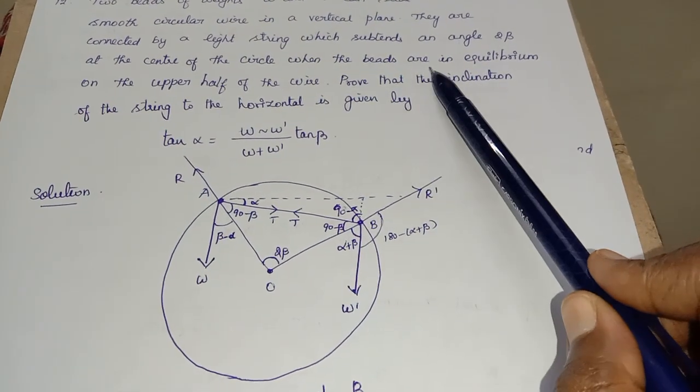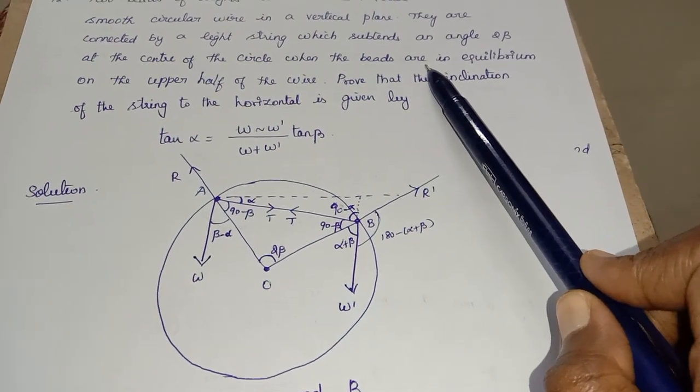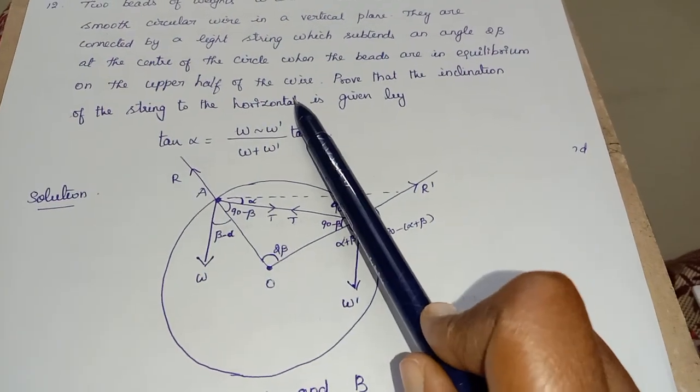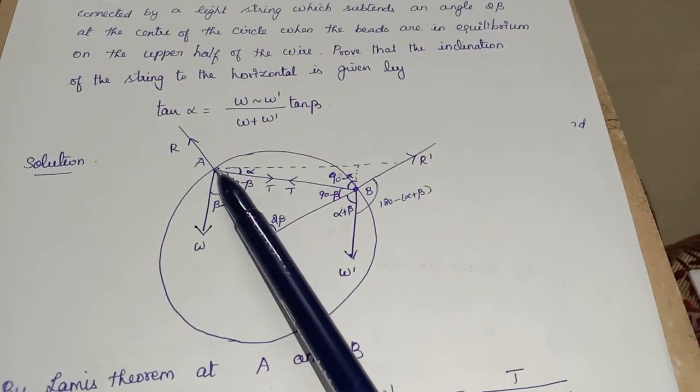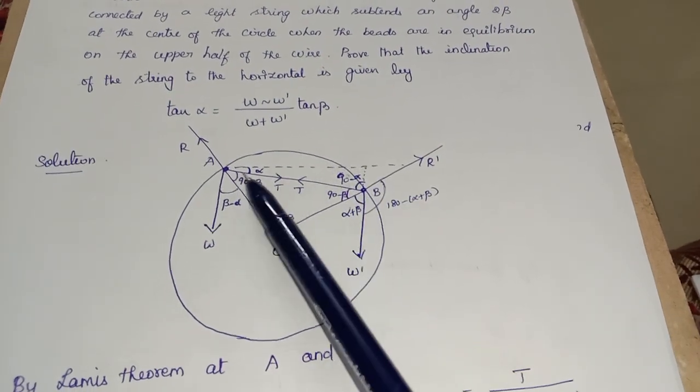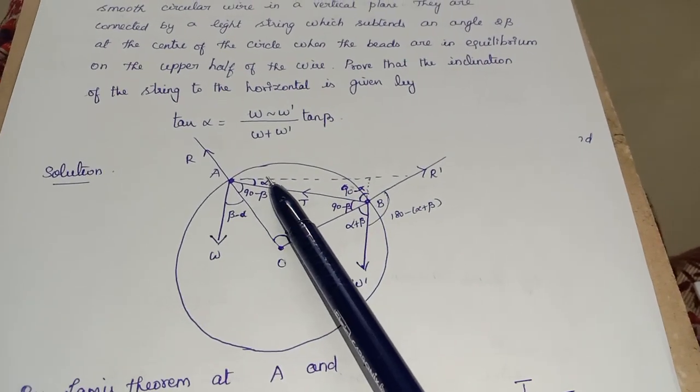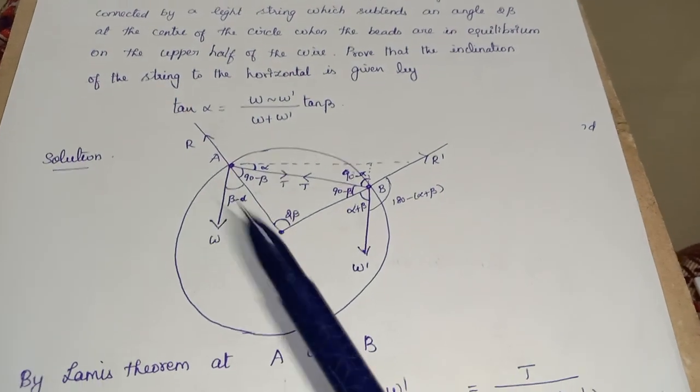When the beads are in equilibrium on the upper half of the wire, prove that the inclination of the string to the horizontal is as follows. Let me take this dotted line as my horizontal and take that angle as alpha. This angle only I have to find. So what are the given things?